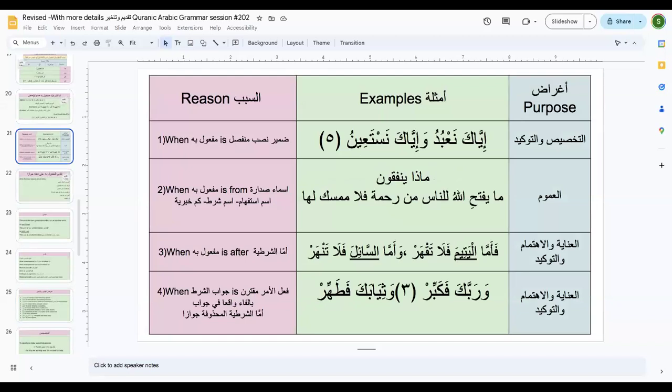And sometimes, you all should know by now, amma shartiya may not be mentioned. If I see a maful bihi, and after the maful bihi the fail is with a fa, like here, fakabbir wa thiyabaka fatahhir, with this construction, I'm going to consider amma shartiya to be makhzoof here, and it is wajib for maful bihi to be muqaddam.